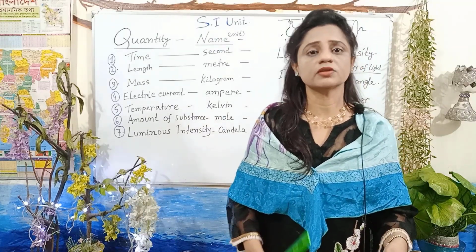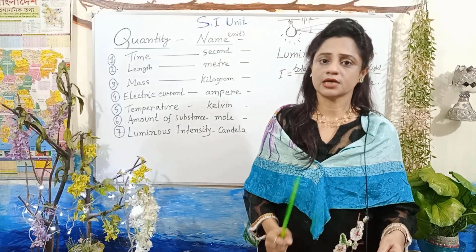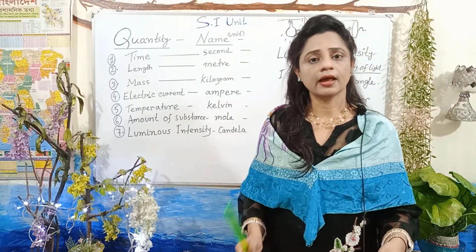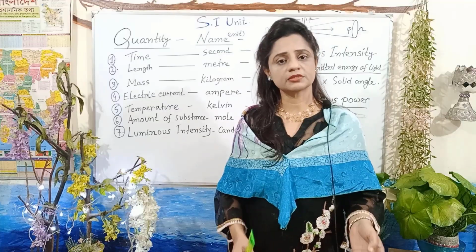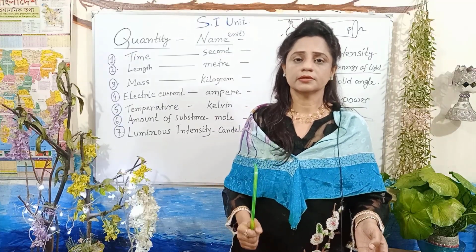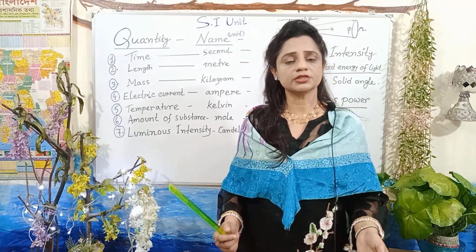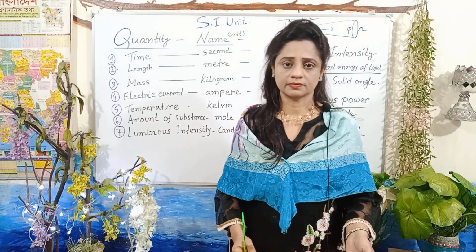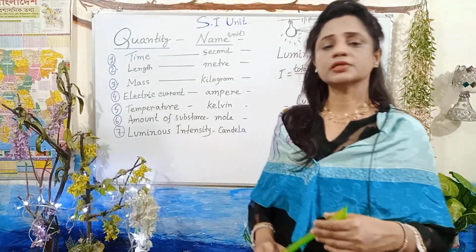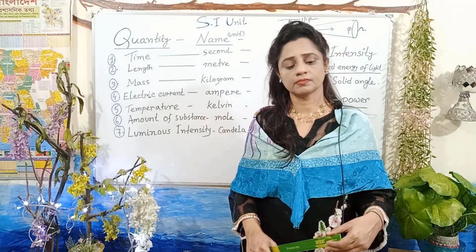So velocity is displacement by time, that is L by T. Displacement is length, so meter per second. So these are derived quantities.